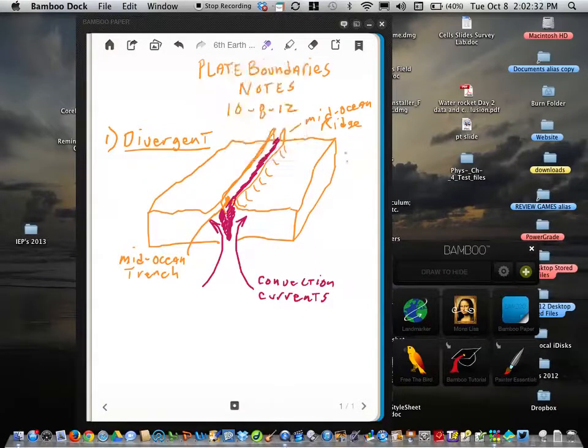And so these two plates here, divergent means that these two plates are moving apart. So this plate is going this way, and this plate is going this way. So this, of course, is the crust here, and this down below is the mantle.